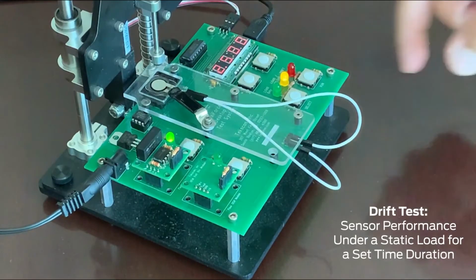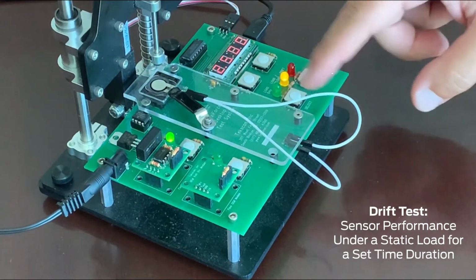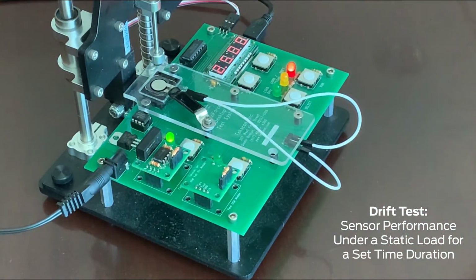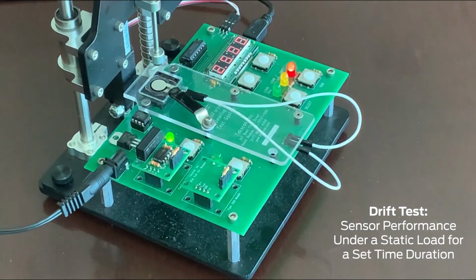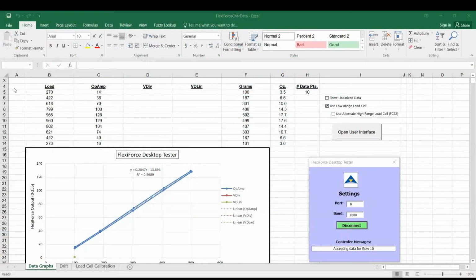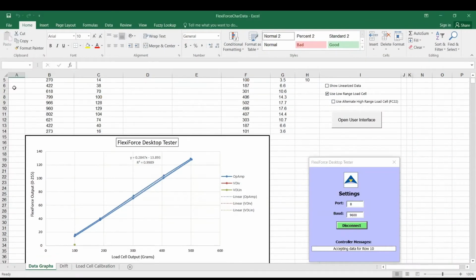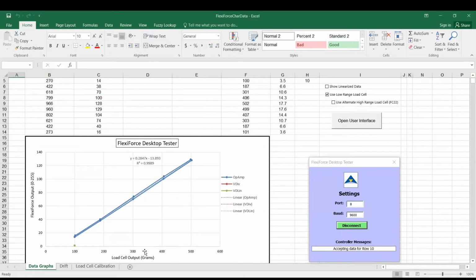The first thing we're going to do is toggle our selector to the red LED, which is the drift test. The two tests that we just ran are both functions of force. So in this tab on the software interface is your sensor output versus applied force.